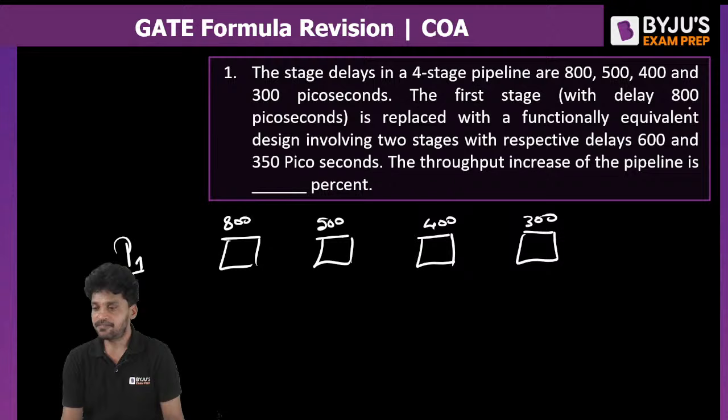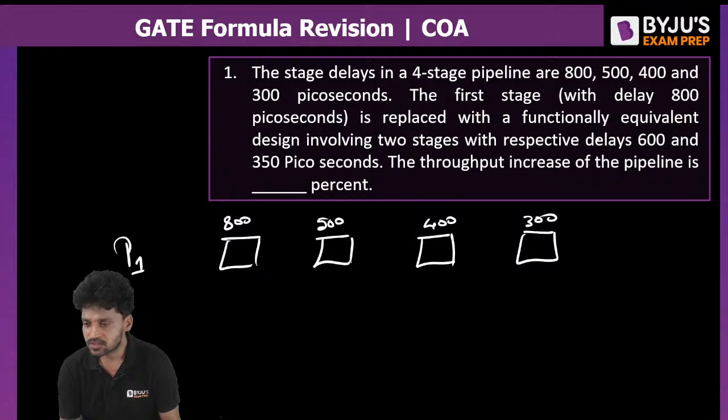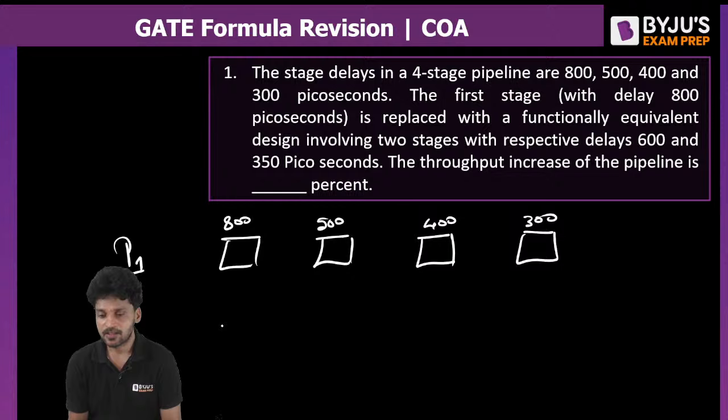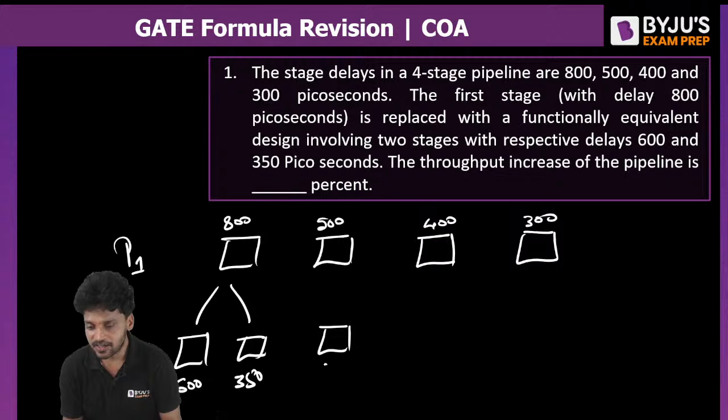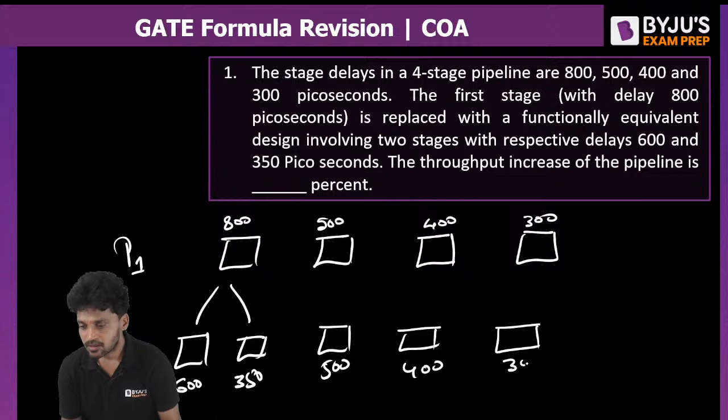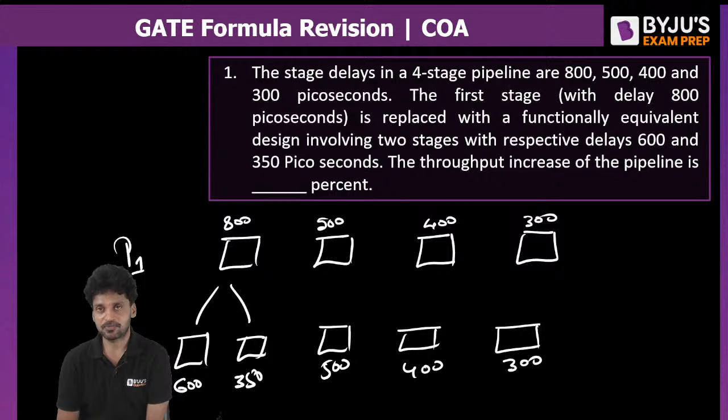Okay. The first stage is divided into two functionally equivalent stages with delays of 600 and 350 picoseconds. That is, in P2, pipeline 2, the first stage is divided into two stages with latencies of 600 and 350, followed by 500, 400, and 300. The throughput increase of the pipeline is dash percent. What is the throughput increase?